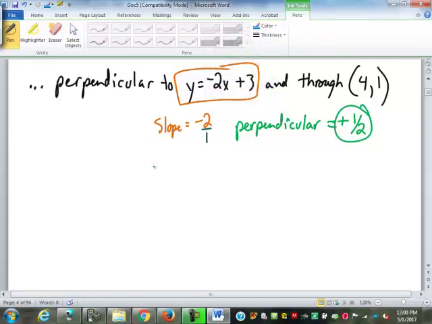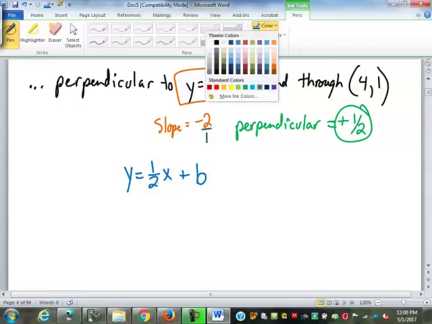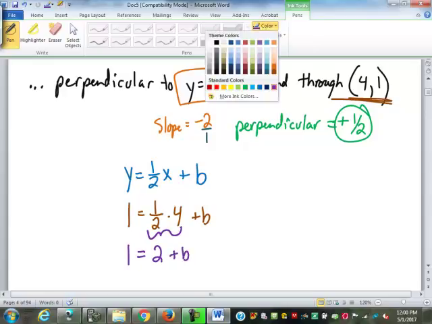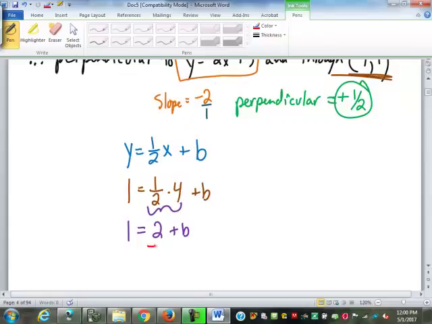So my generic equation starts out: y equals, the slope is going to be 1/2 times x plus that y-intercept. So put in b. Using our through point of 4, 1: y equals 1. 1/2 times x is going to be the 4, plus b. So now we have to combine. 1/2 times 4 gives me 2. So 1 equals 2 plus b. And I have to subtract 2. So negative 1 equals b.